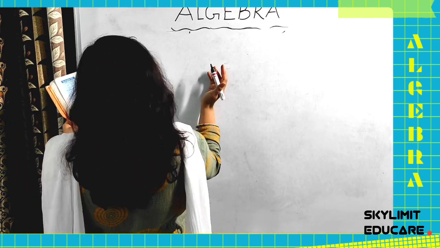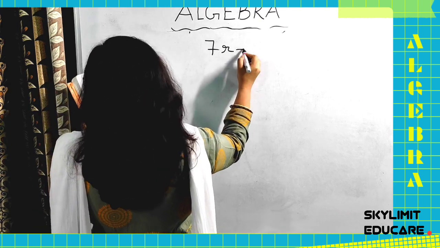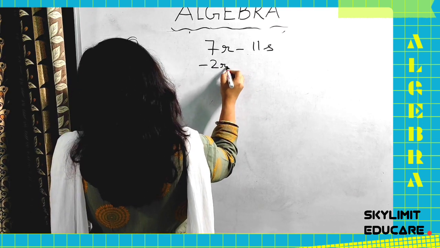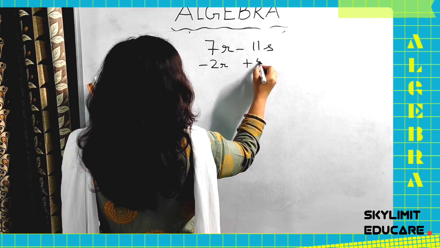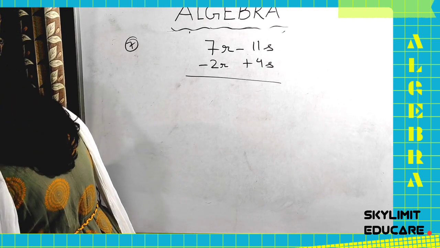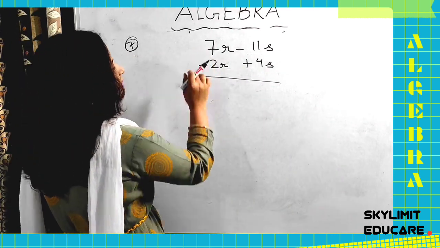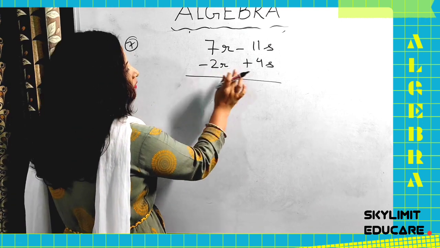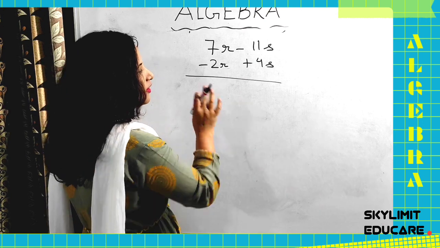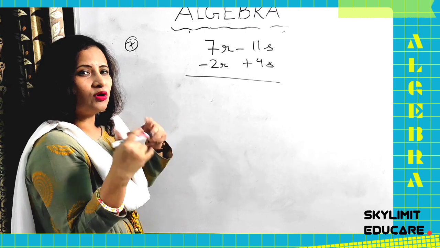So let us write one simple question, suppose 7r minus 11s minus 2r plus 4s. While adding it was very easy, simple. Subtracting also is easy and simple. Just remember one thing: the upper one is the minuend, the lower one is the subtrahend. Simply change the sign of the subtrahend, because when you write it in a linear manner, you put a bracket and all the signs change.